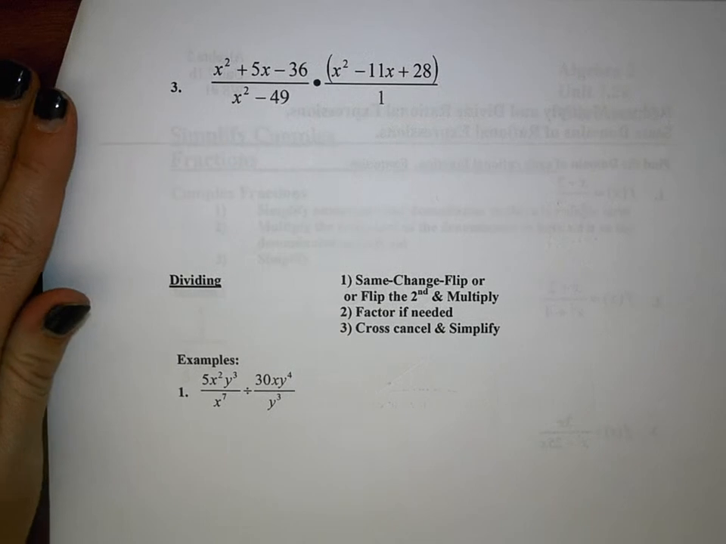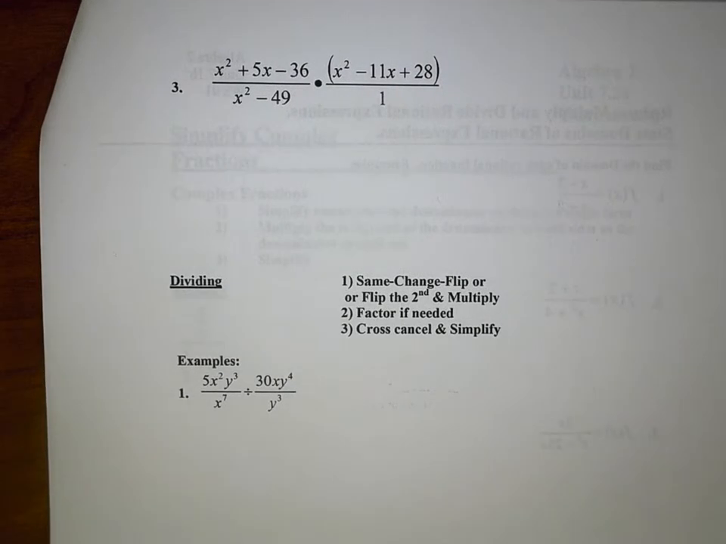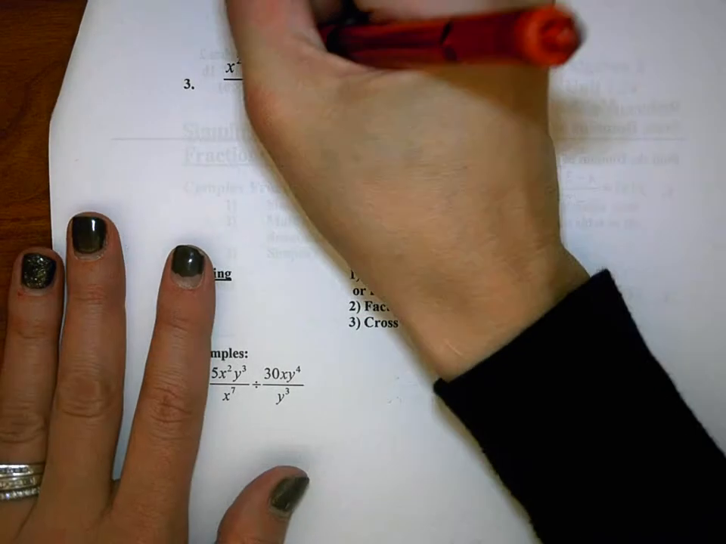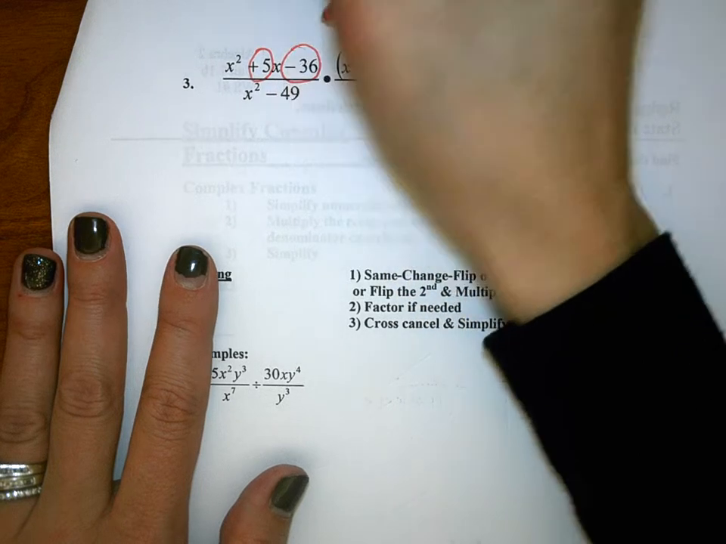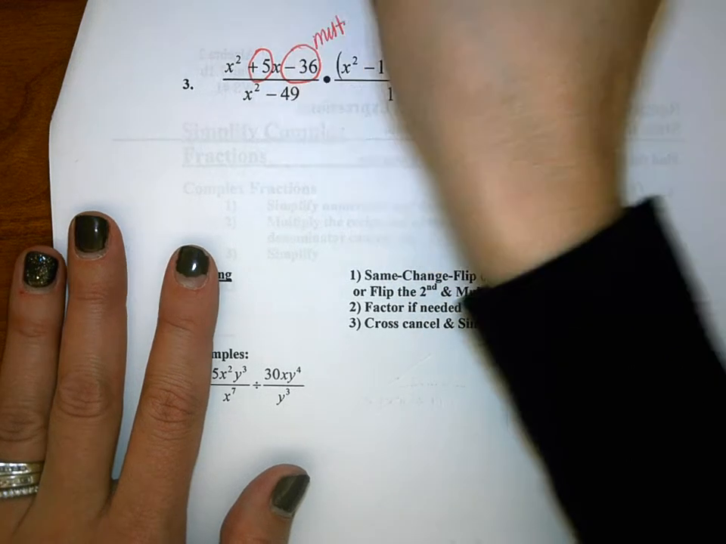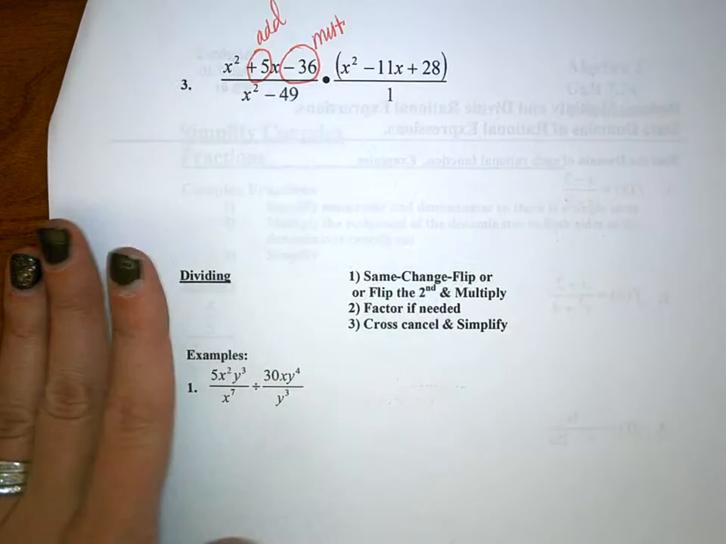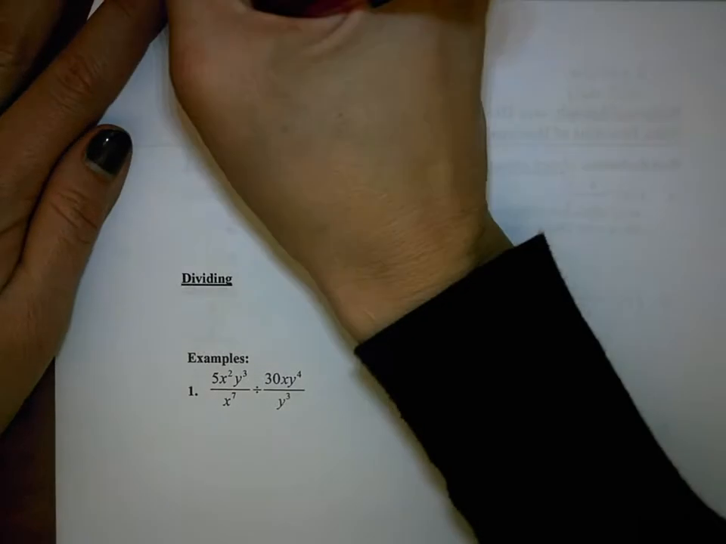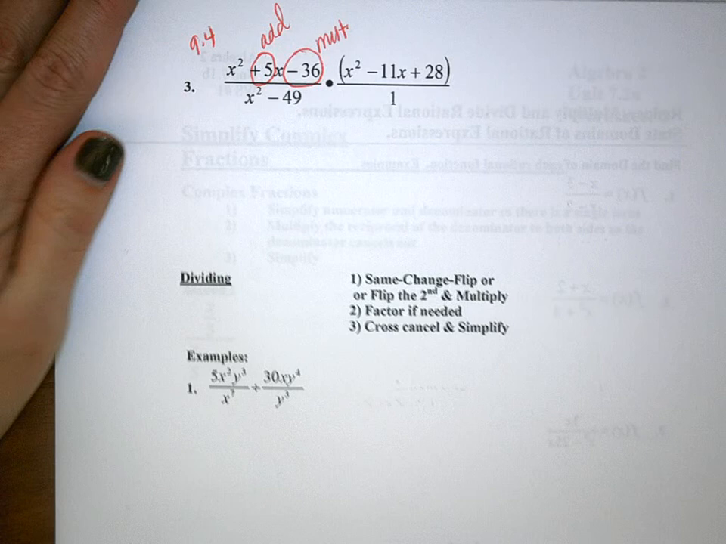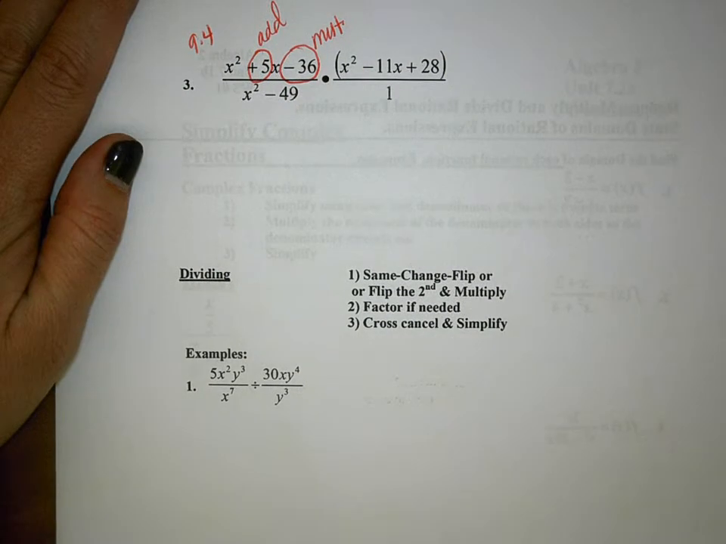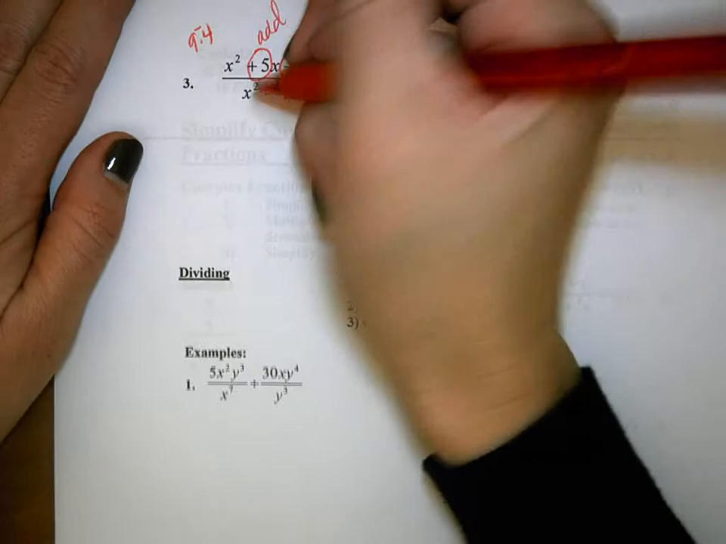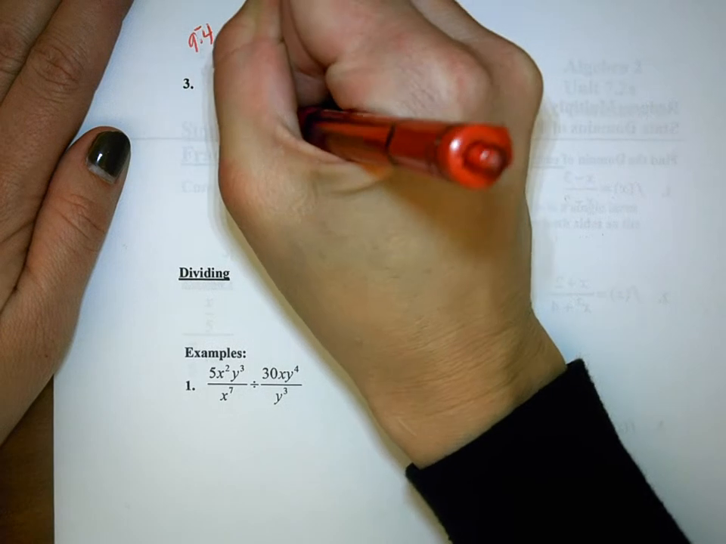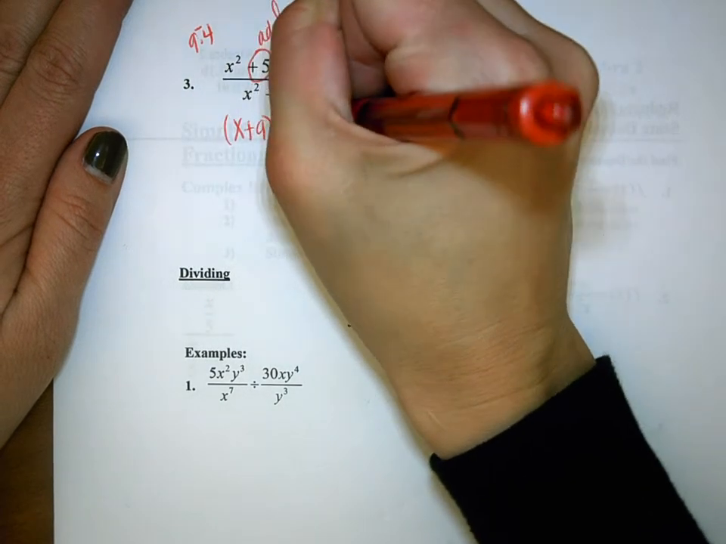All right, so example 3. Notice there's a little bit more to factor here. Okay, so starting on the first fraction, we are looking for something that adds to be 5 and multiplies to be negative 36. So what numbers can work there? Okay, so we have 9 and 4. In order to make a positive 5, what are we going to make negative? The 4, negative 4. So we have x plus 9 and x minus 4.